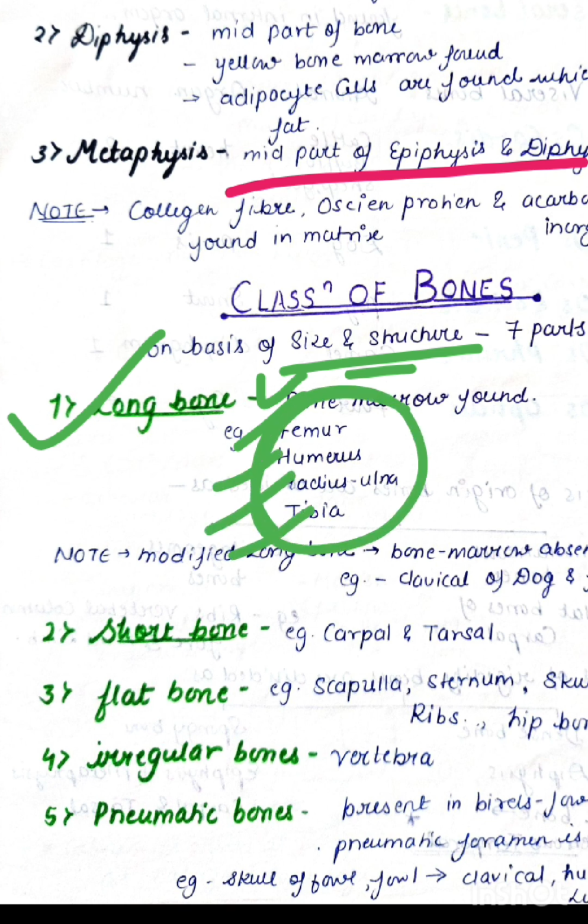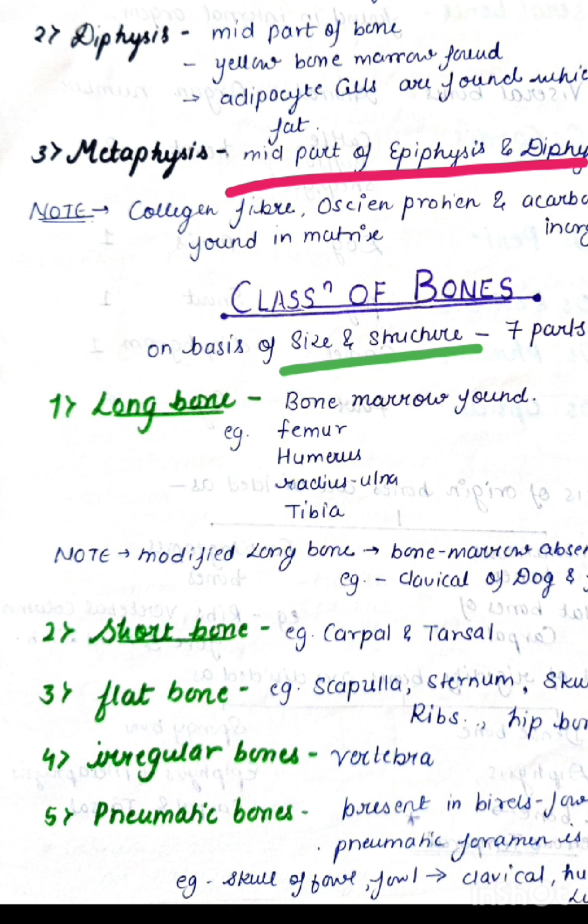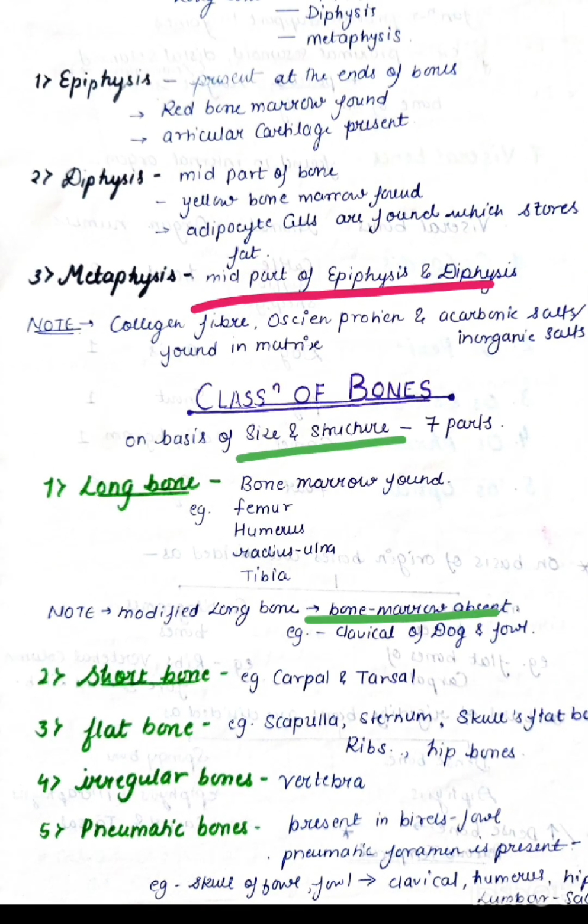These are the four bones which are considered long bones. Modified long bones are those bones in which the bone marrow is absent, but they are still considered long bones. For example, the clavicle in dog and fowls.